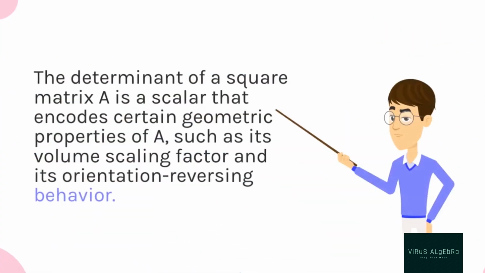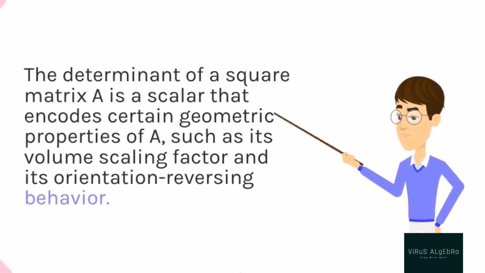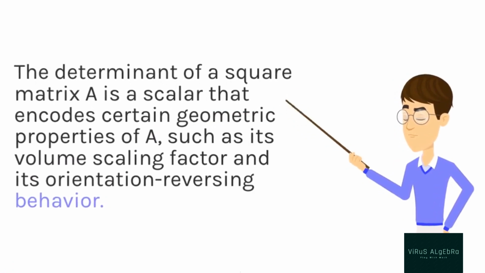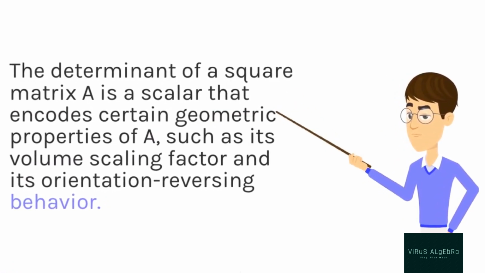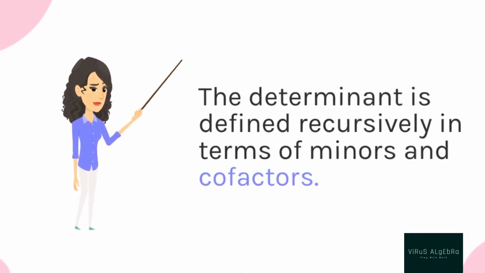The determinant of a square matrix A is a scalar that encodes certain geometric properties of A, such as its volume scaling factor and its orientation reversing behavior. The determinant is defined recursively in terms of minors and cofactors.